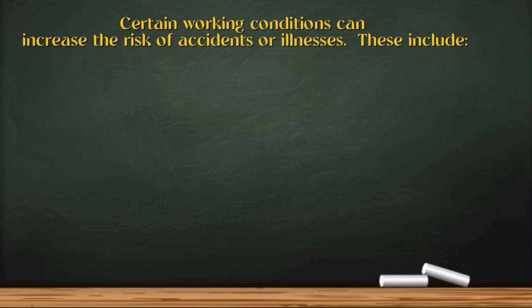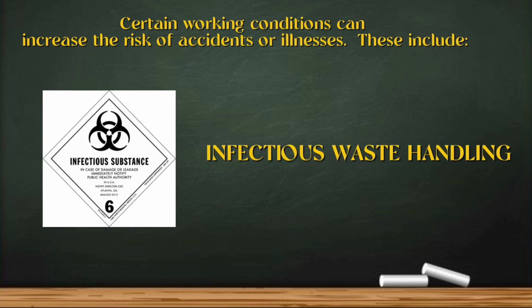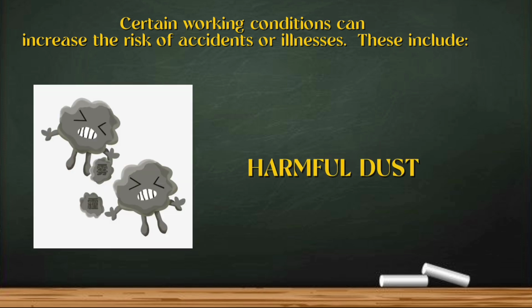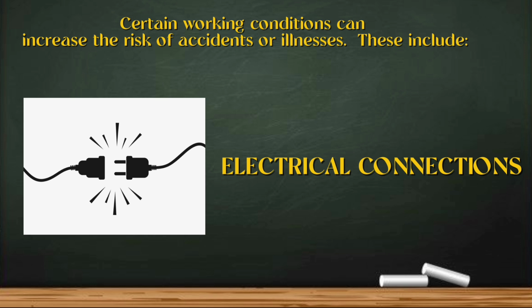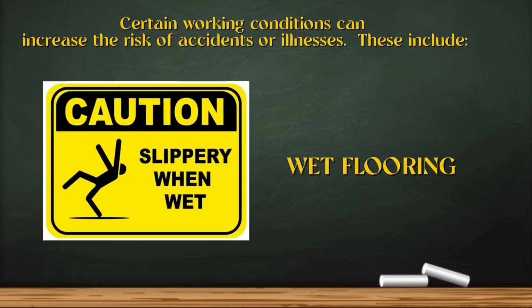So as we all know, certain working conditions can increase the risk of accidents or illnesses, which include infectious waste handling, chemical exposure, harmful dust, electrical connections, and wet flooring. This image highlights the importance of proactive safety measures. Notice the safety equipment pictured. A wet floor sign and spill kit. These are vital for preventing accidents.